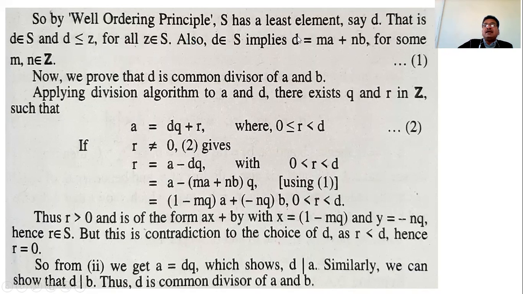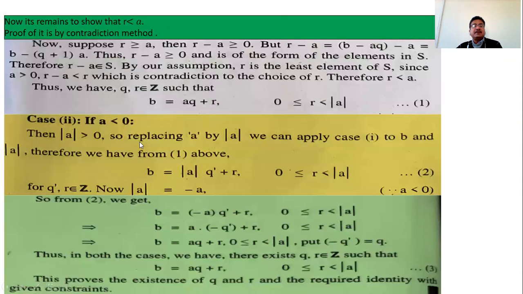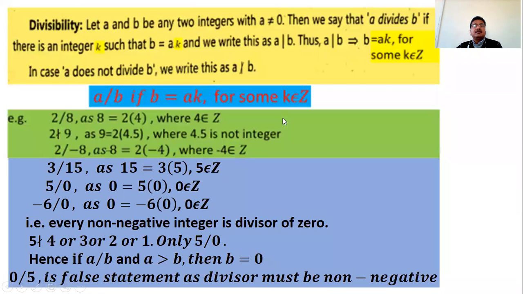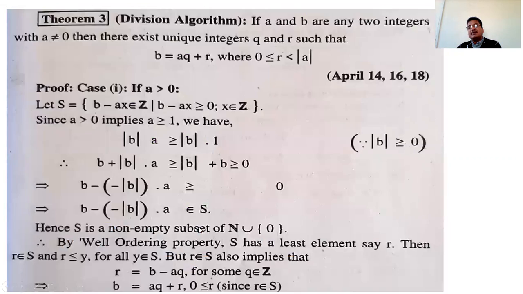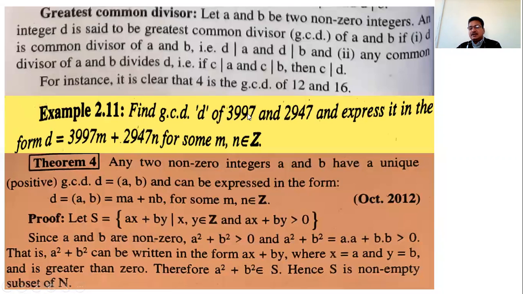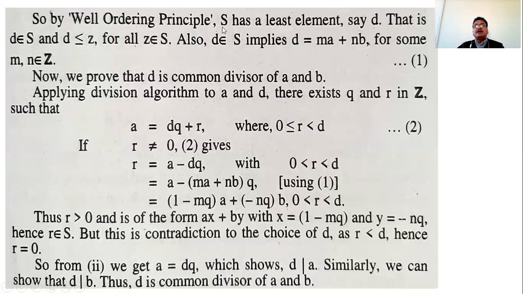And why does this least element exist? Because of the well ordering principle. What is the well ordering principle? This is the well ordering principle: every non-empty subset S of non-negative integers, meaning the set of natural numbers, contains a least element. So by using this well ordering principle, as S is a non-empty subset of N, S has a least element. That is, we have the least element in that set, and let it be small d.